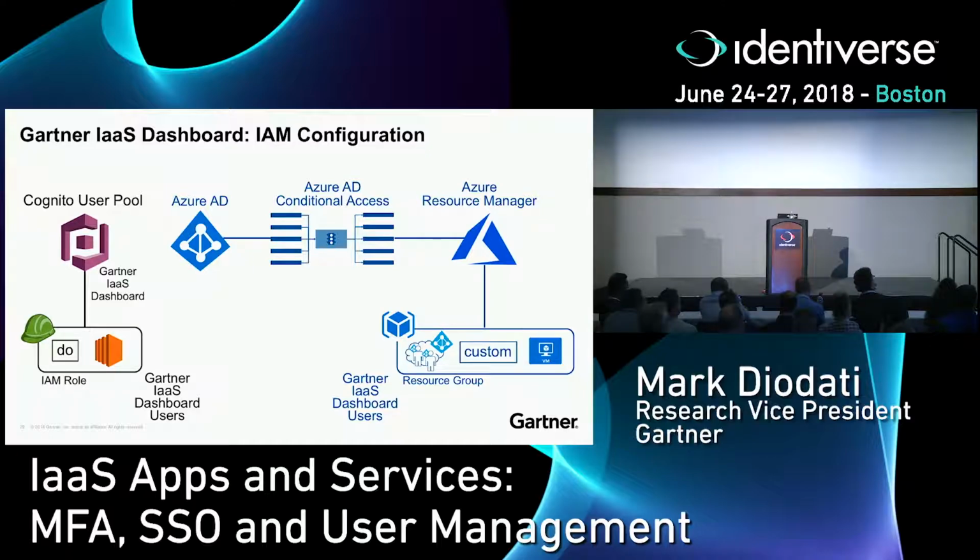From the access control perspective, you've got a role, and there's a construct that I won't explain too much here, that suffice it to say when we build a resource group within Azure AD, that's how we bind users to resources. I can talk more about that. It has a name called Gartner IaaS Dashboard Users. Funny enough, on the AWS side, I've got a role called Gartner IaaS dashboard users.